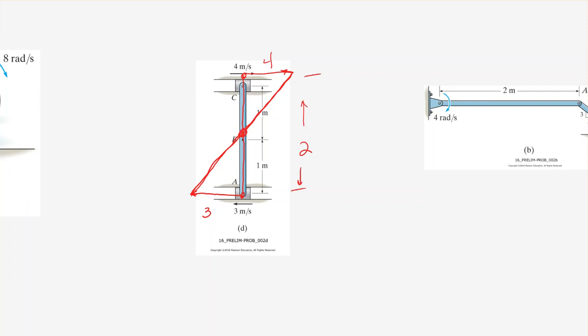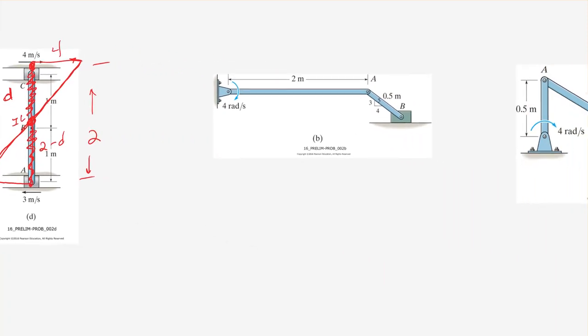Then you could say, I think your book uses X, I could use D. If this distance right here was D, then this distance right here is 2 minus whatever D is, right? If the distance from the top to the instantaneous center is some distance D, then the remainder of the distance, since this is 2 meters, is 2 minus whatever D is. And you would use similar triangles to figure that out.